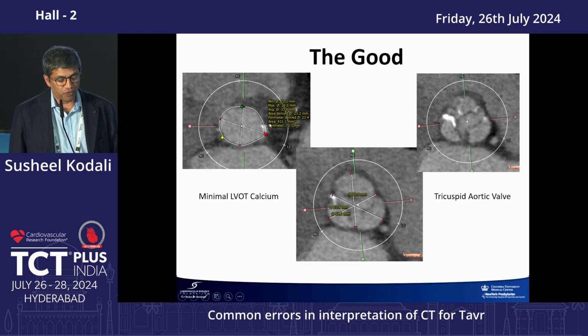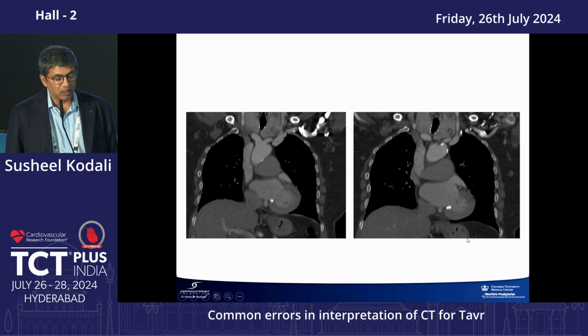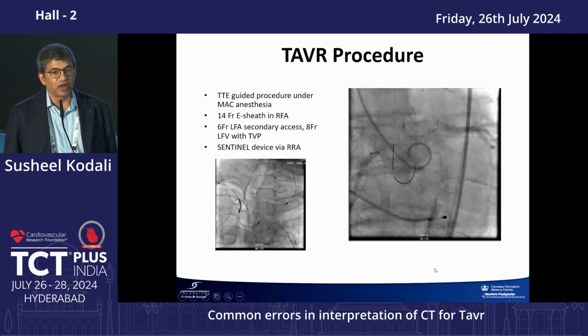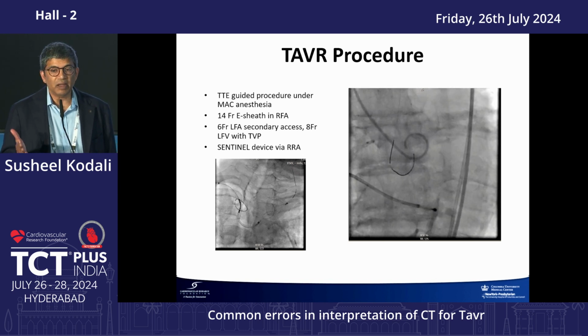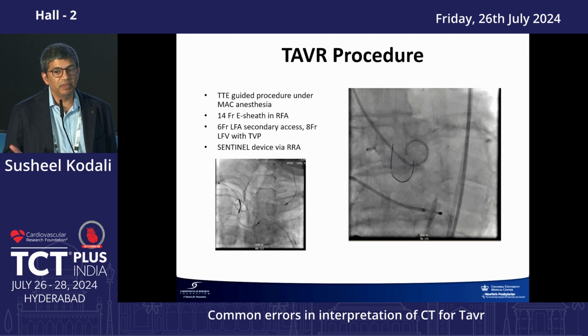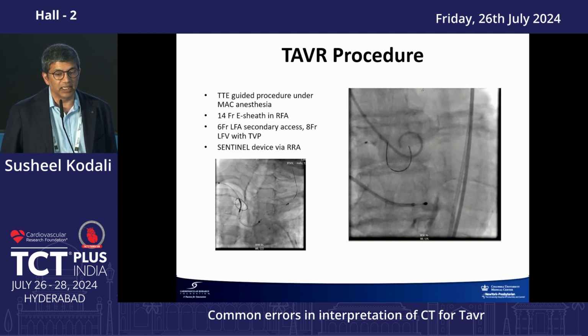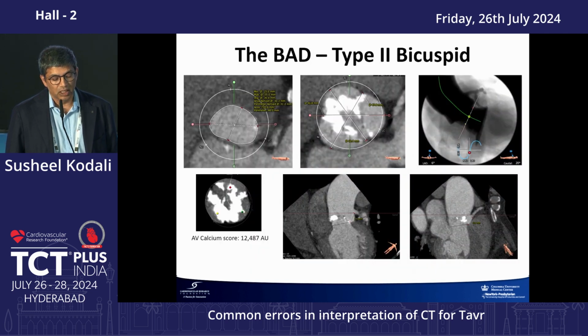This is a 420 annulus, minimal LVOT calcium, a tricuspid valve with good coronary heights, not much arch calcium, good sentinel anatomy. This is a person that's very low risk for TAVR. You can confidently say to this patient, if that patient is 70 and getting a 29 millimeter valve, I'd be very comfortable doing it at a low risk. And I think that's important to be able to tell patients that it's a low risk procedure.